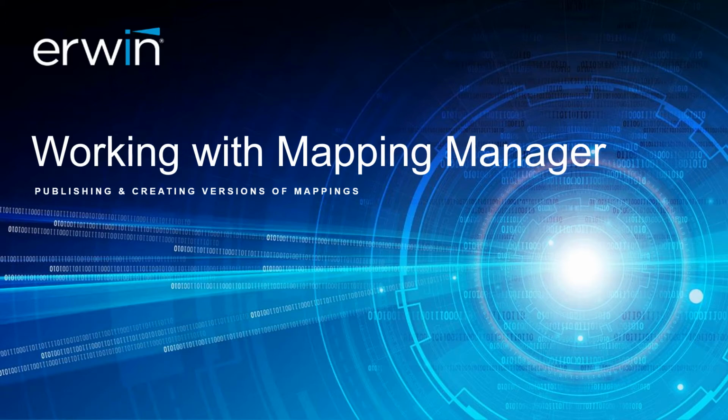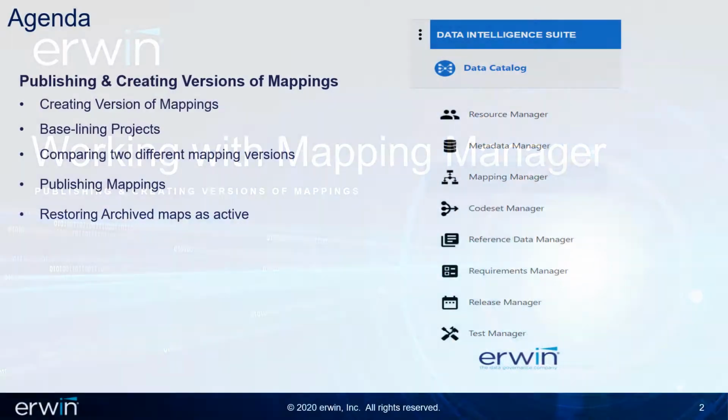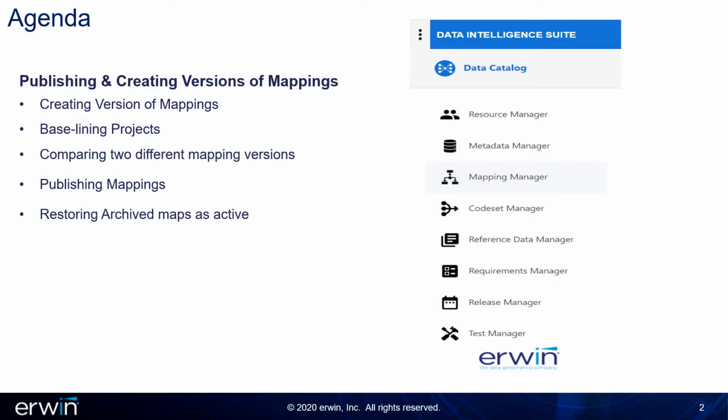Working with Mapping Manager, publishing and creating versions of mappings. The agenda. Publishing and creating versions of mappings includes creating versions of mappings, baselining projects, comparing two different mapping versions, publishing mappings, and restoring archive maps as active.